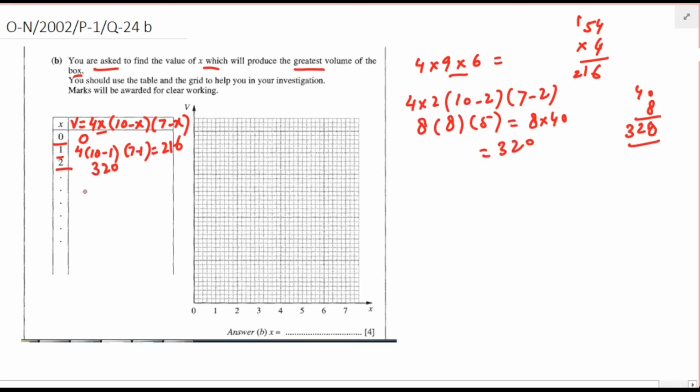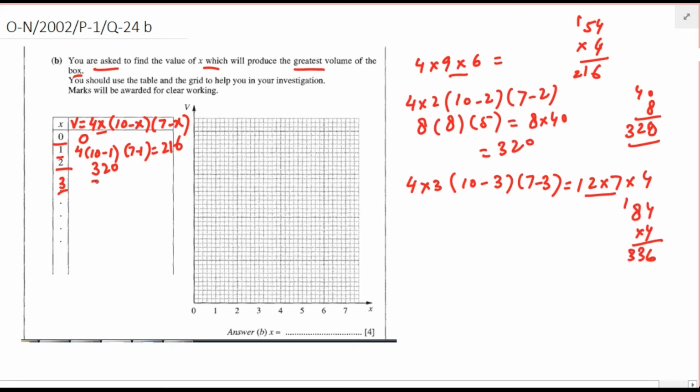For x is equal to 3, 4 multiplied by 3, (10 minus 3)(7 minus 3) is equal to 12 multiplied by 7 multiplied by 4. This is equal to 12 multiplied by 7, which is 84, multiplied by 4 is equal to 336.